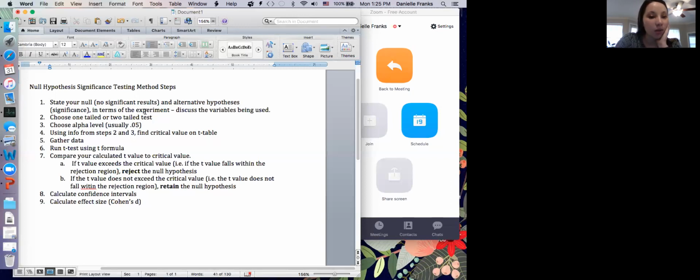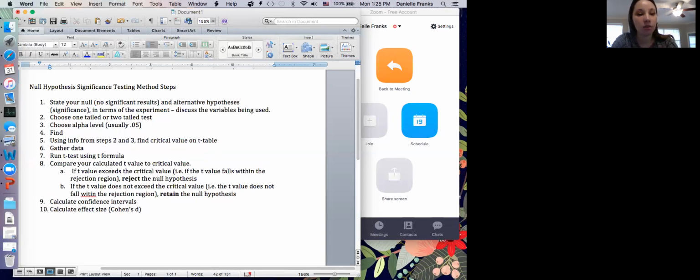Oh, I forgot a step here. We also need to find our degrees of freedom. Remember that this is n minus 1. We take our sample size and subtract 1, and we have our degrees of freedom.